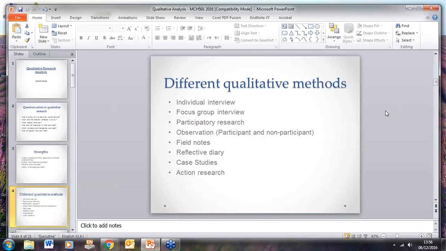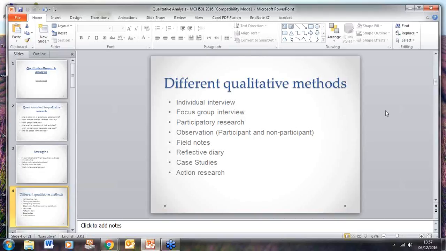Equally, if you were undertaking participant research or observation, or any kind of field notes, reflective diaries, case studies and so on, you've got a written representation of the data that you've collected, or a visual representation. If you've done observation, whether participant or non-participant, you've got a visual account of what's happened. That might be in the form of a video, or a checklist, or all sorts of different formats, but what you're often left with is a written representation of the data.